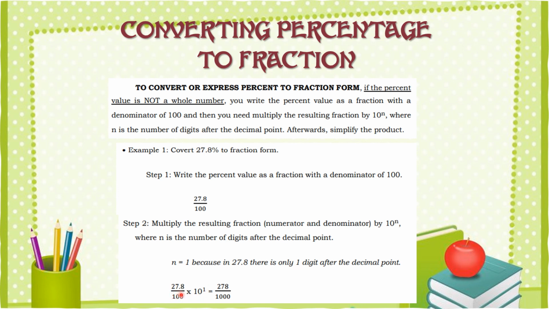So 27.8 times 10 is equal to 278. Okay, just use your calculator. Next we have 100 times 10. Of course, that is equal to 1,000.